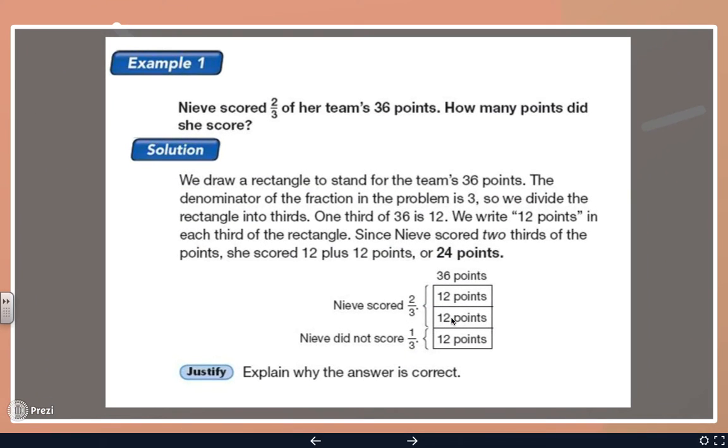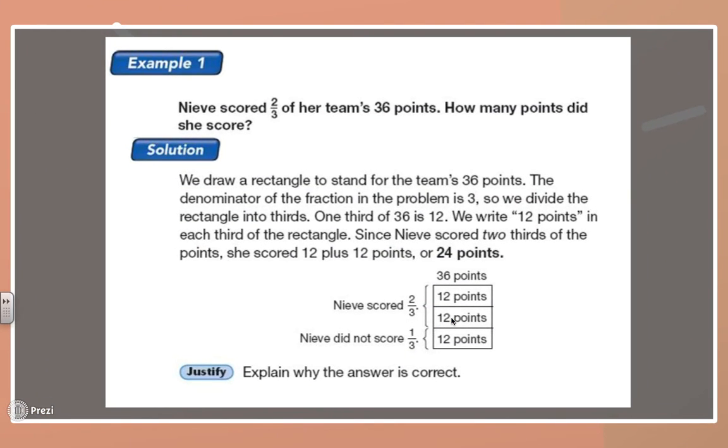So here's our example number 1. Nieve scored 2/3 of her team's 36 points. How many points did she score? So what you're going to do is, again, draw a rectangle, and you're going to divide 36 by 3, right? Because that's what our denominator is here, and so that's what we're dividing by. And we find that 36 divided by 3 is 12 points in each spot.